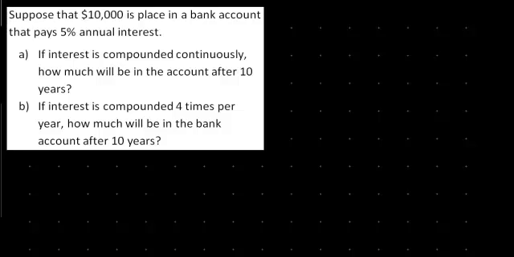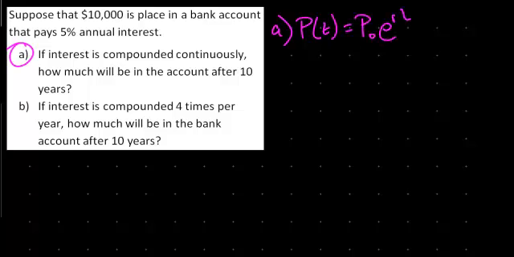Suppose that $10,000 is placed into a bank account that pays 5% annual interest. Part A, interest compounded continuously. How much will be in the account after 10 years? Continuous interest is going to be P of t equals P naught e to the rt.